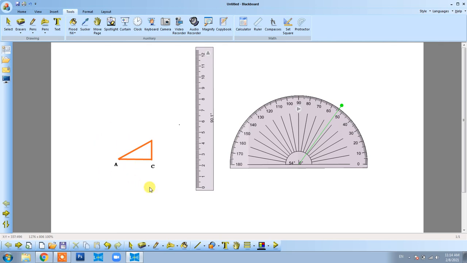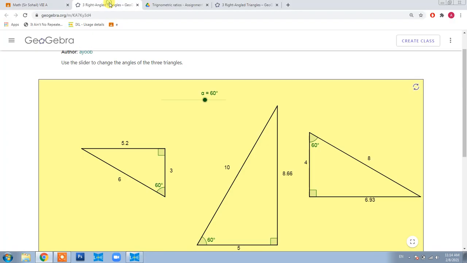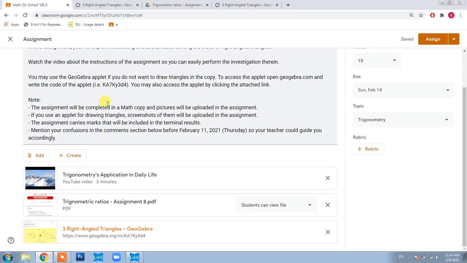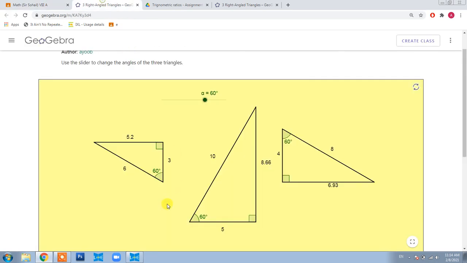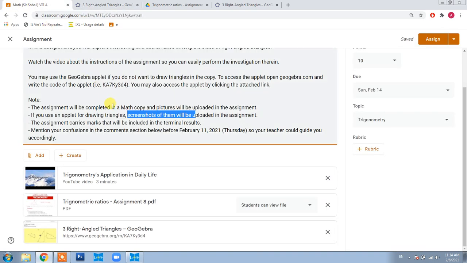If you don't want to do this drawing, you can use this applet, but as it is mentioned in the instruction, you have to share the screenshots of this drawing. You will take a screenshot and attach it with your table which is in your copy, and you will upload all of these pictures with the assignment. So this is your assignment.